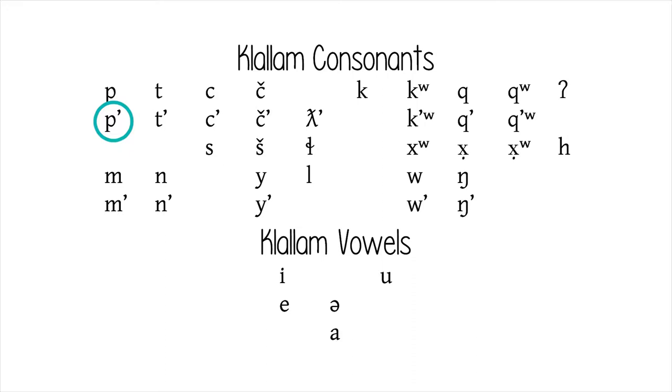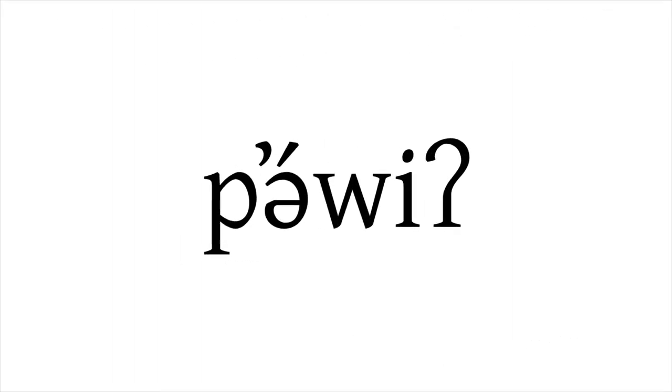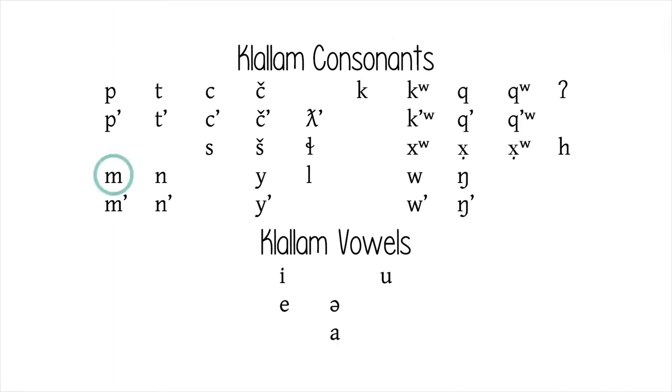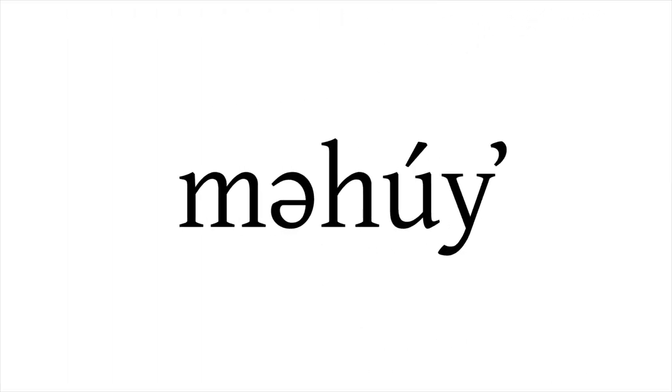It's like a P, but the sound is ejected out of the mouth with a strong pop, and it's in the Klallam word flounder. P'awi. The letter M is the same as in English, like at the beginning and end of the English word mom. It's also in the Klallam word for basket. Mahoy.